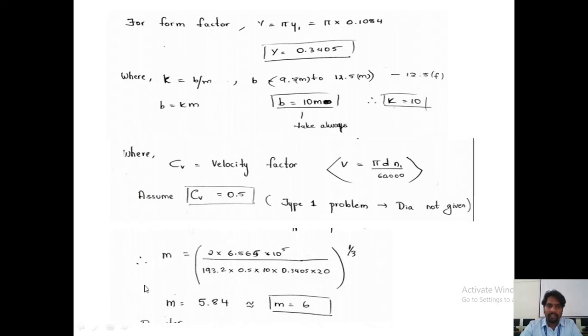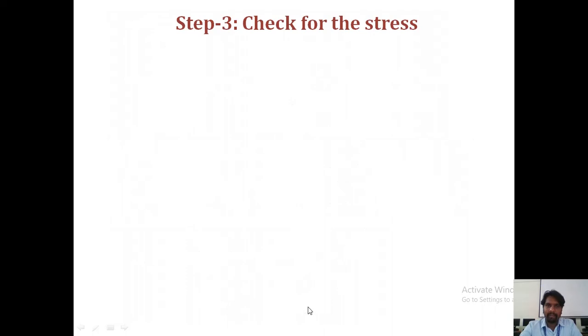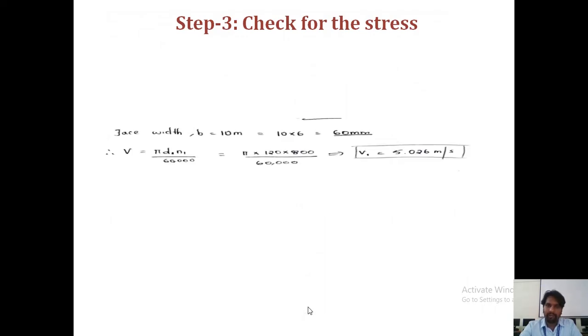So the module is given by 2 into Mt, which we have calculated as torque, divided by sigma d, allowable static stress, Cv assumed 0.5, K is 10, and the form factor Y is equal to 0.345, and 20, that is Z1. So the module is equal to 5.84, which we take as approximately 6. Module is 6 mm. Next we need to check whether the module is safe or not.